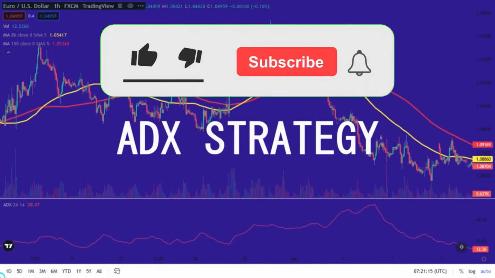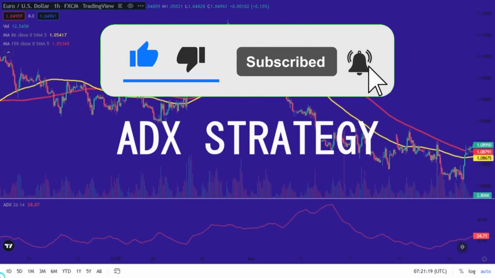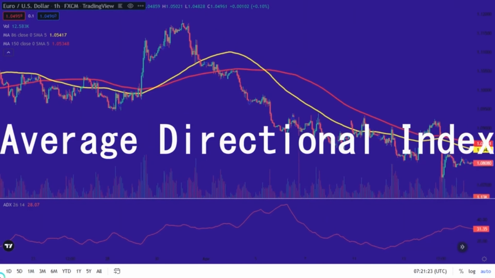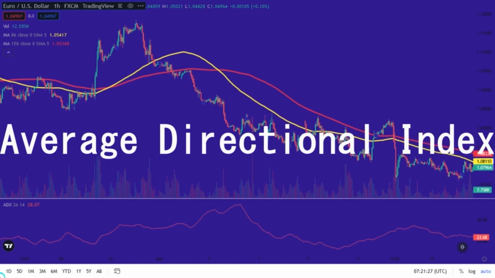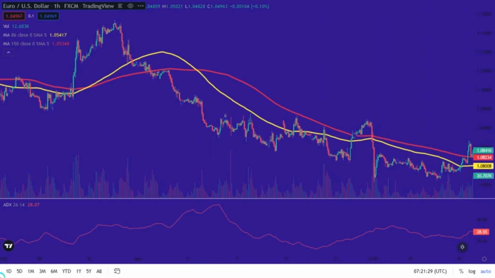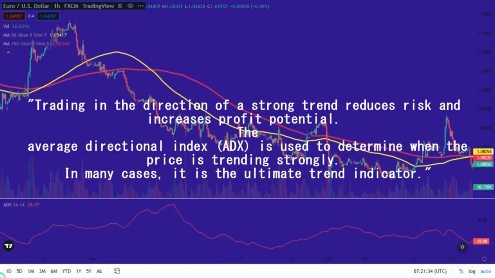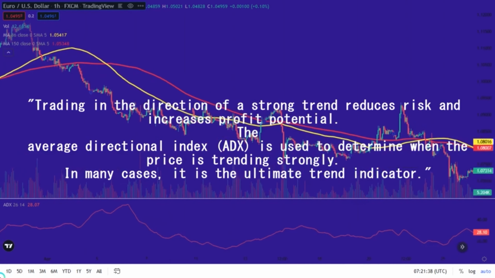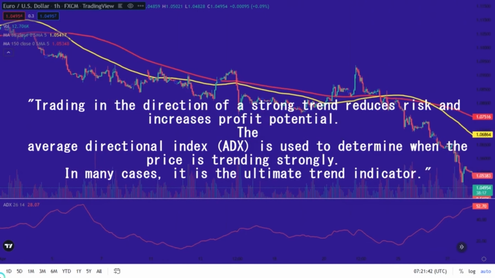In this video, I will show you an ADX strategy, an average directional index strategy. First, let's see what this indicator is all about. Trading in the direction of a strong trend reduces risk and increases profit potential. The average directional index, ADX, is used to determine when the price is trending strongly.